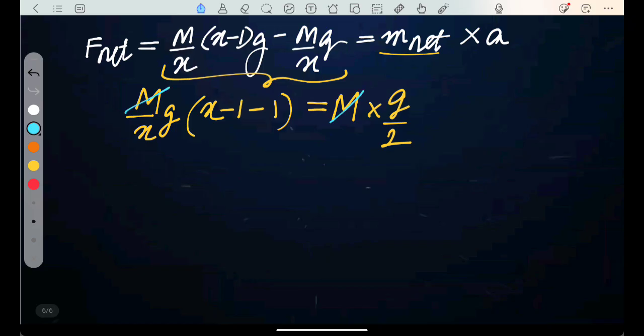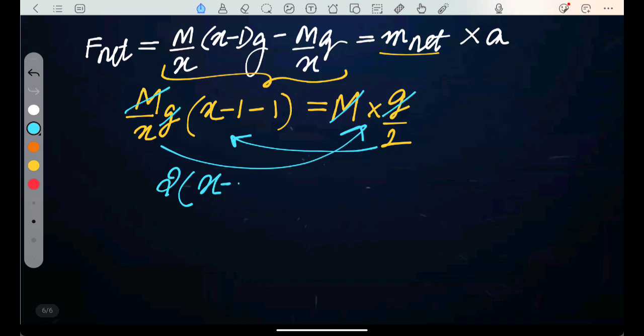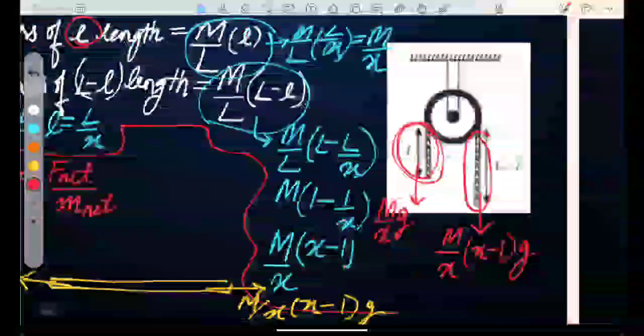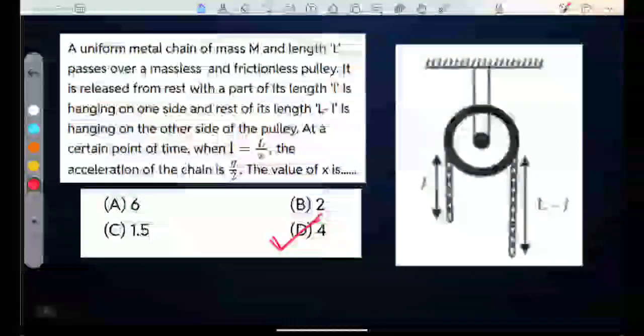This m will cancel this m, this g will cancel this g. So 2 will come this side, x will go that side. So it is 2 times (x minus 2) going to be equal to x. Yeah, x only. So now 2x minus 4 is going to be equal to x. Now this x will come this side and it will become x is going to be 4. So x is going to be 4. D is your correct answer.